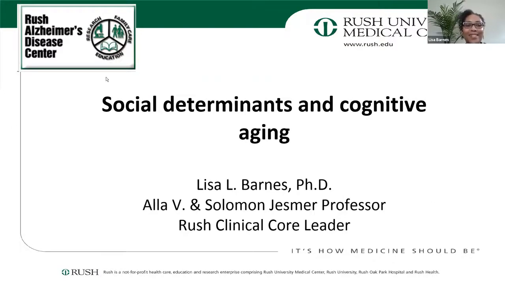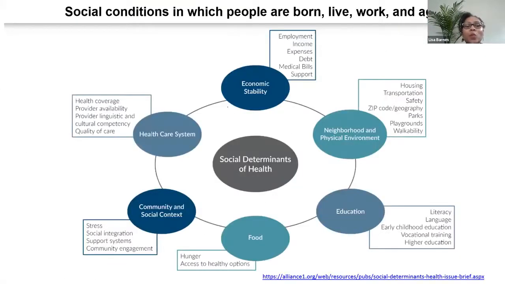Okay, good afternoon, everyone. Thank you to the Clinical Core Steering Committee and the Task Force for organizing this really important session. My goal today is to give you a broad overview of social determinants and how they've been used in cognitive aging research. So it's well accepted and well recognized that health is not solely determined by biology, but also by social determinants, which are the social conditions in which people are born, live, work, and age. On this slide, I'm showing you some of the major categories of social determinants in the ovals, and then the boxes show you how people have conceptualized these major categories.